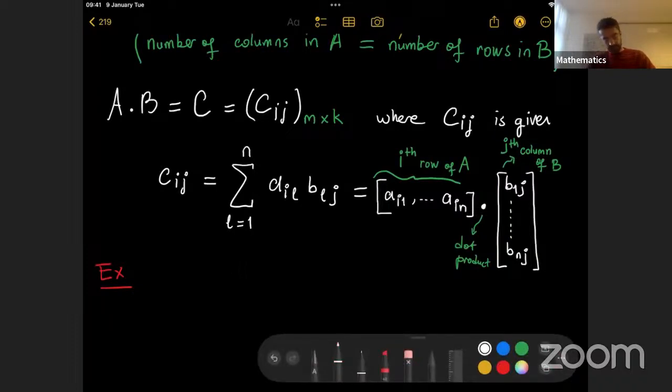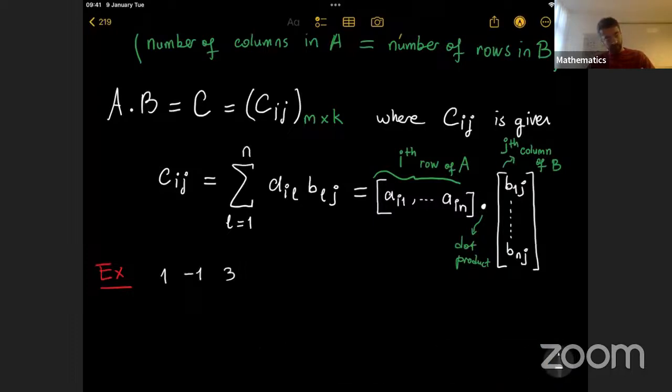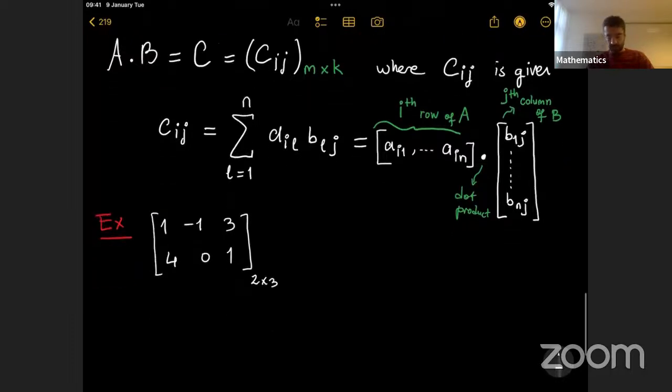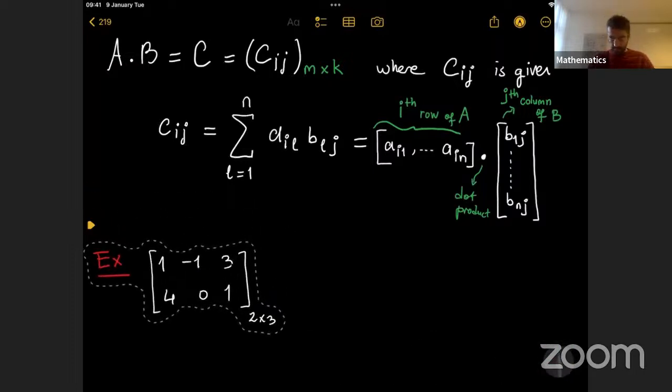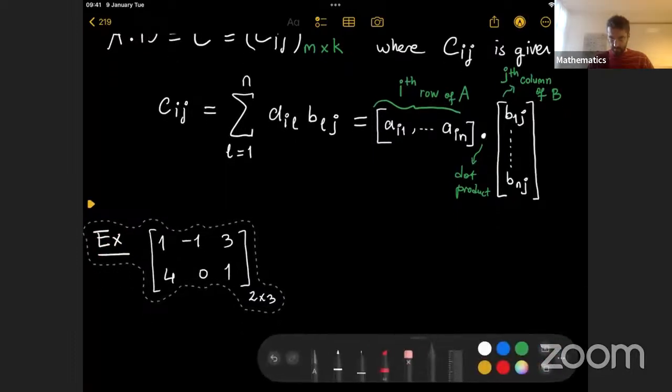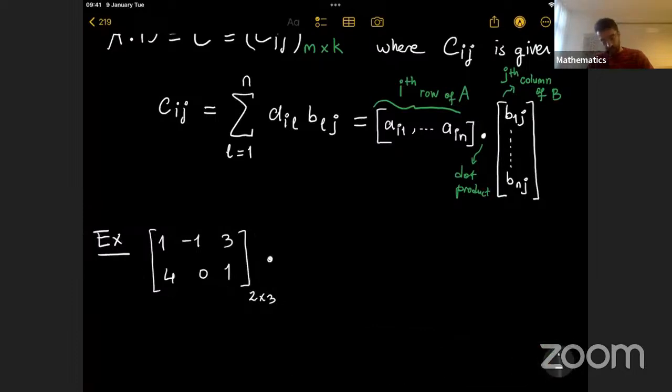Take this matrix 1, -1, 3, 4, 0, 1. It's a 2 by 3 matrix, okay? And we multiply this with a 3 by 2 matrix, so it's going to be 0, 1, 2, -2, 0, -1. Okay, so we multiply this with a 3 by 2 matrix.